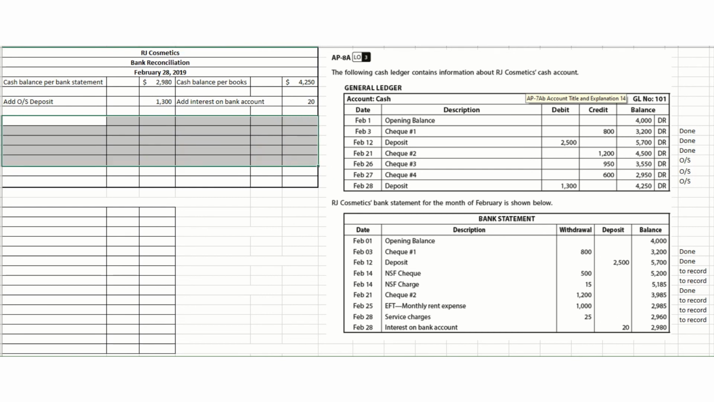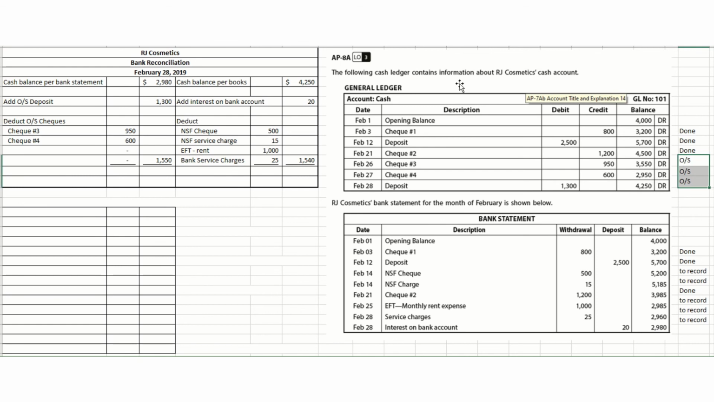Then we need to go through and decide what to deduct. So on the outstanding check side, we said we had check number 3 and 4 of $950 and $600. So now we've recorded all the outstanding items to be posted against our bank statement. And then items on our bank statement that need to be posted in our general ledger, we need to record the NSF check, the charge, the rent, and the bank service charges. Okay. So then the total reconciled difference for the bank balance and the GL balance would be $2,730.